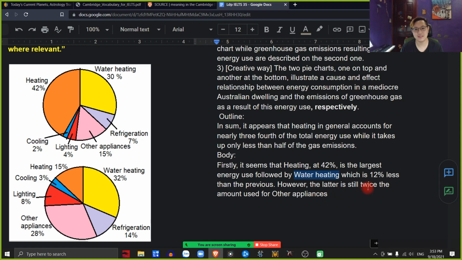However, the latter is still double the amount used for other appliances. And I can skip lighting and cooling, because they are too small, not really worth mentioning, isn't it? So just mention the biggest things first, okay? Used for other appliances.